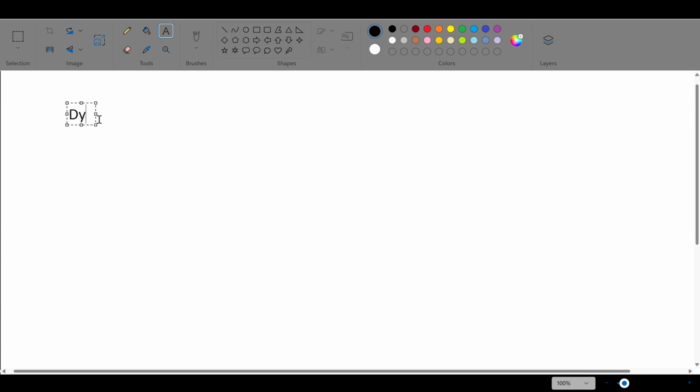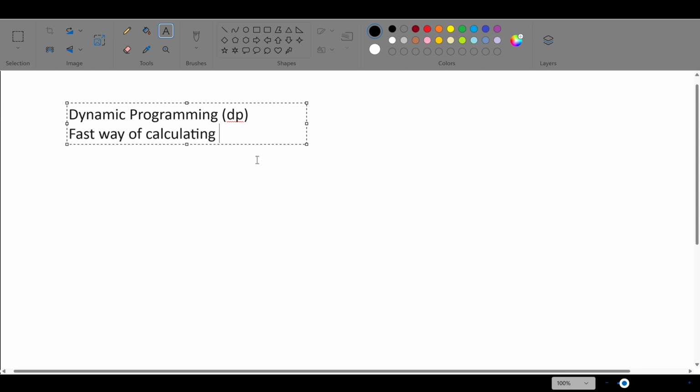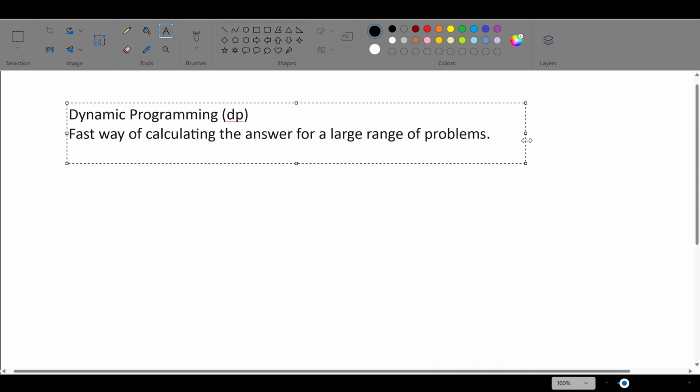So dynamic programming is also called DP. Dynamic programming is basically a fast way of calculating the answer for a large range of different problems. These range from the Fibonacci sequence to problems like, say, I have 2 ovens and I can use both ovens at the same time to cook. Given the time it takes to cook each meal, A1 to AN, what's the least time it takes to cook all N meals?